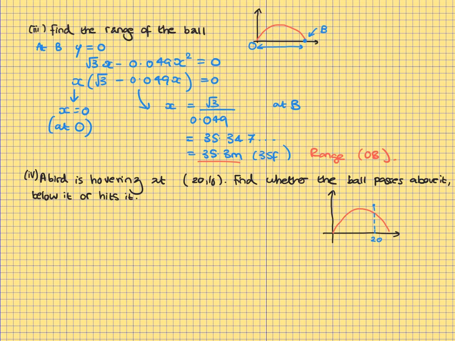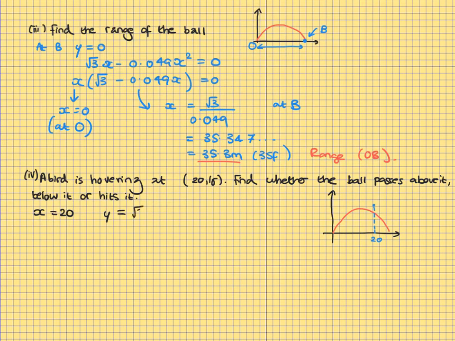So the last part of the question: a bird is hovering at (20, 16). Find out whether the ball passes above the bird, below the bird, or hits the bird. So I'm interested in finding out what happens when x is equal to 20 for the particle. Remember, the particle is following this red path here. So if x equals 20, we can substitute that into the Cartesian equation.